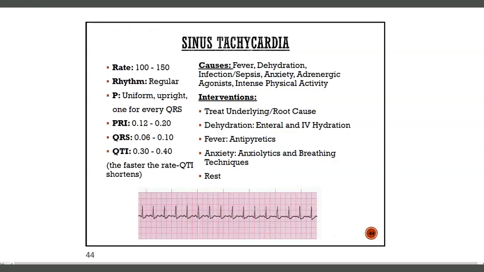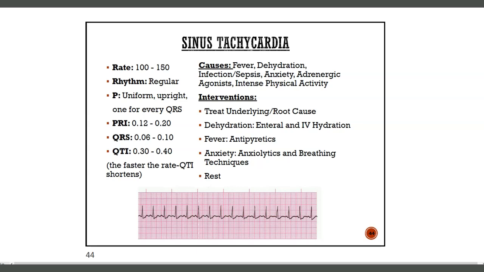Next is sinus tachycardia. Sinus tachycardia is when the rate is over 100, so 100 to 150. The rhythm will be regular. The P waves would be uniform and upright, one for every QRS. The PRI should be 0.12 to 0.20. The QRS is 0.06 to 0.10. The QTI is 0.30 to 0.40. Just remember that the faster the rate, the QTI actually shortens.